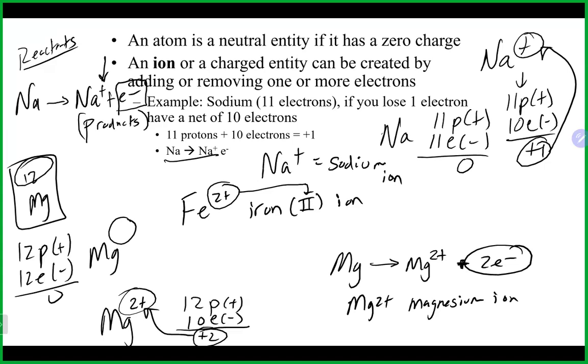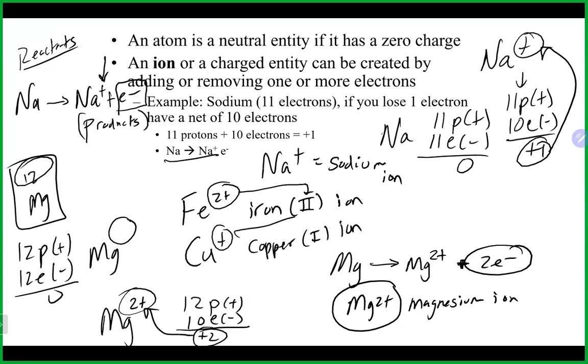So you have to tell somebody, hey, in this case, it's the iron with the plus 2 charge versus, say, the iron with the plus 3 charge. You don't have to do that with something like magnesium, because magnesium will never make anything other than a plus 2 charge. In a second, we'll take a look at how you know which ones do those things. Or if you had something like Cu plus, this would be the copper Roman numeral 1 ion. Again, the Roman numeral indicates the actual charge.